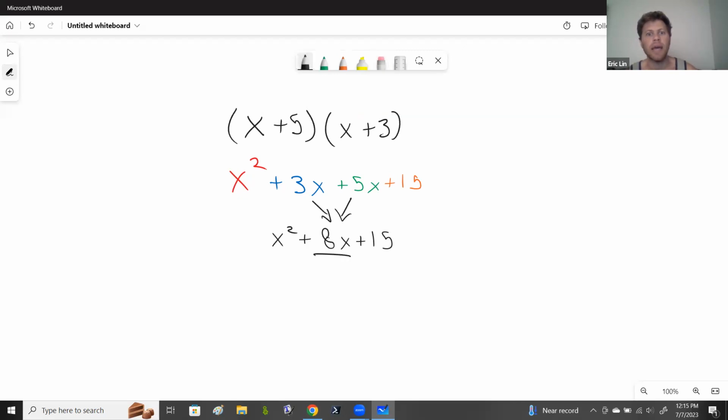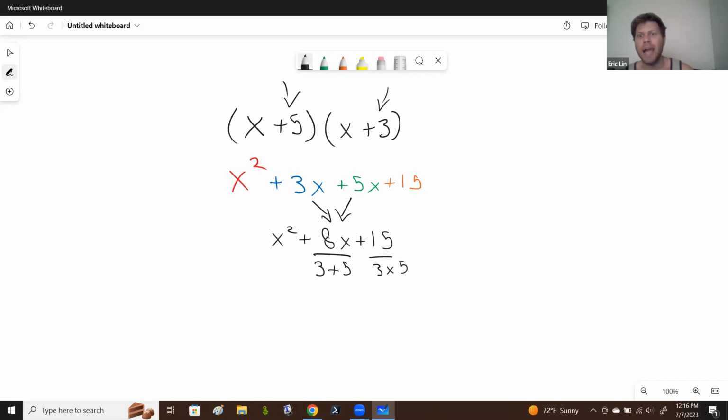Notice that 8x is 3 plus 5. Notice that 15 is 3 times 5. 3 and 5 were the two numbers we started with in our binomial terms. That's not a coincidence. That happens pretty much every time.